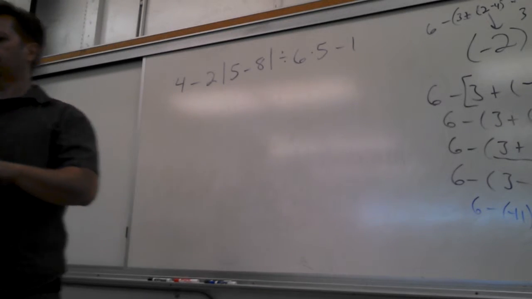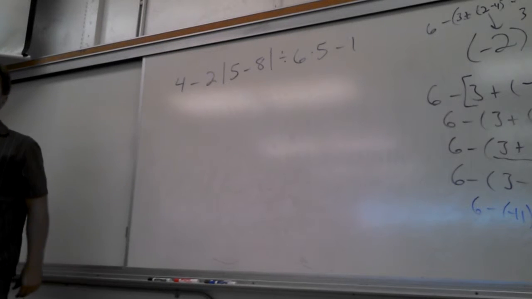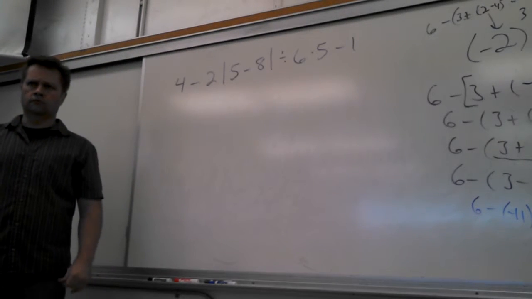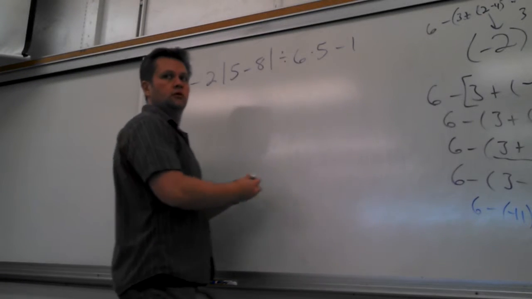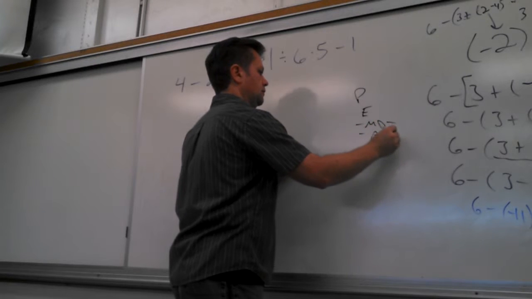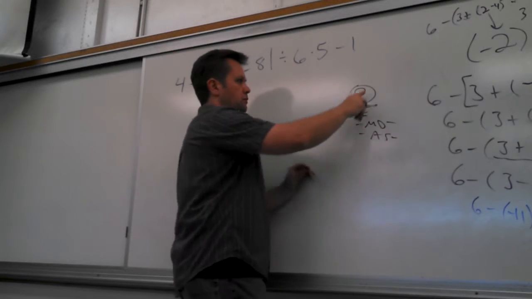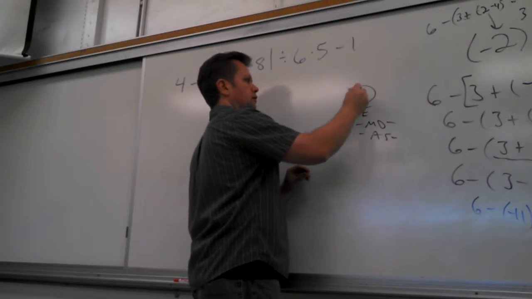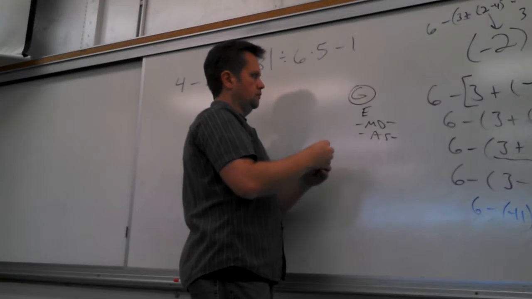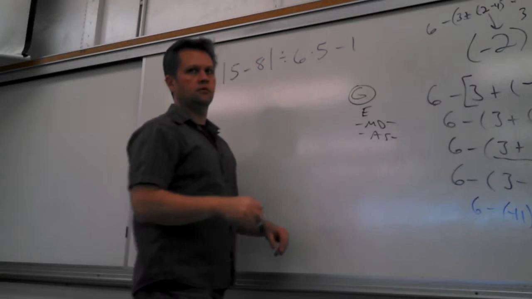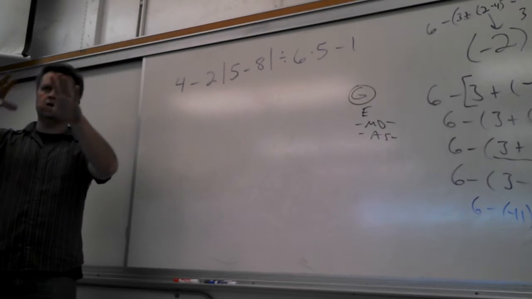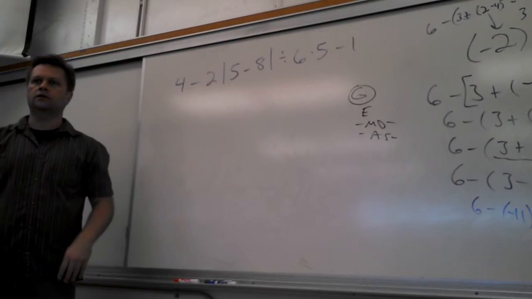Can I ask something before you start on your problem? If you go back to your order of operations, where is the absolute value? It's in the parentheses, same as this. Some people call these grouping symbols. So the absolute value, the brackets, the squiggly lines, parentheses, they're all in that same group.